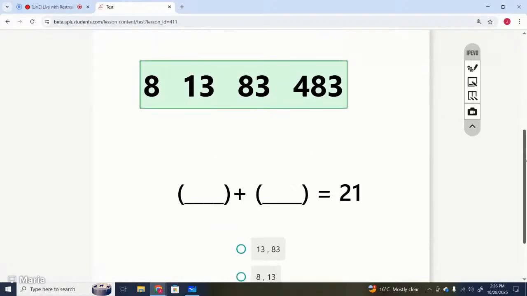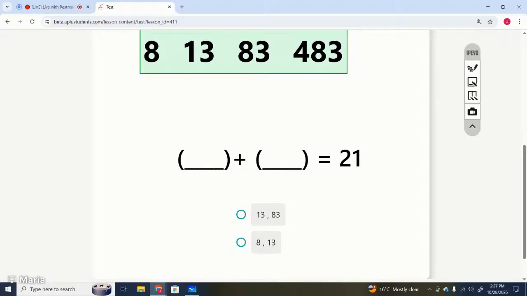Which two numbers have the sum 21? You are given two of the options. Option number 2 is the correct option. 13 plus 8 is 21.